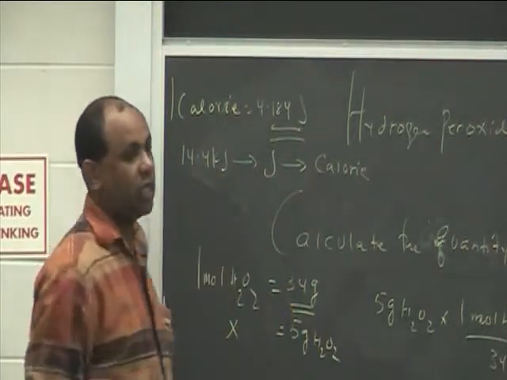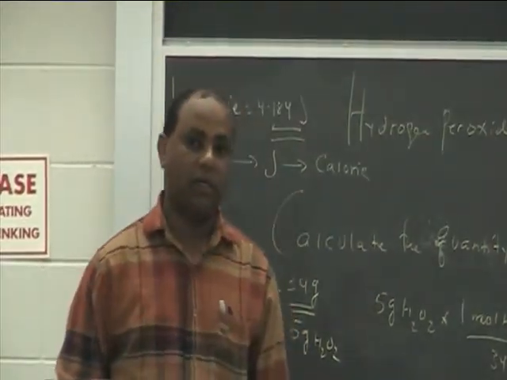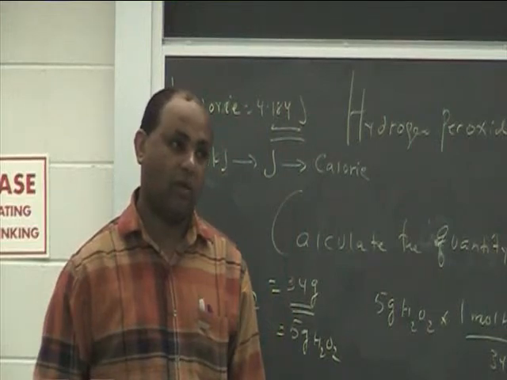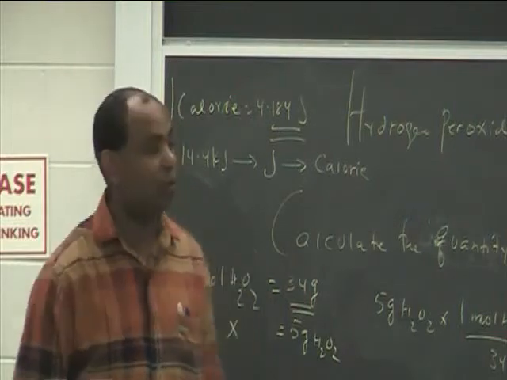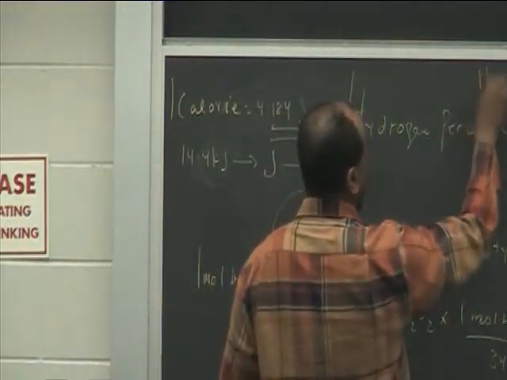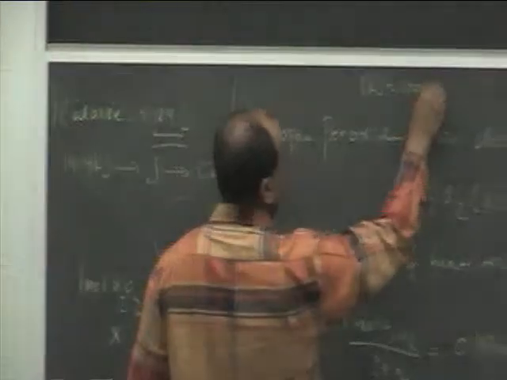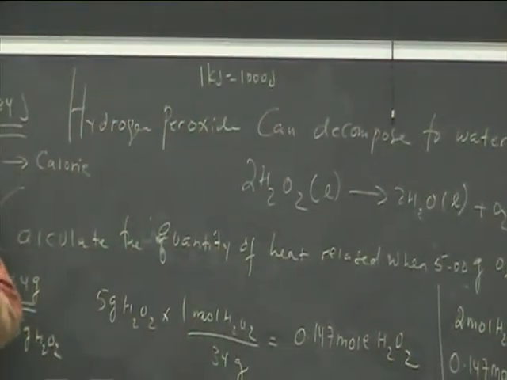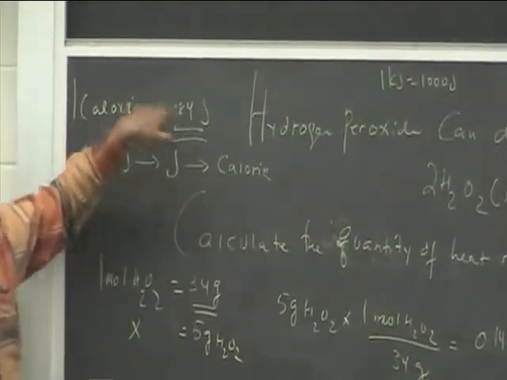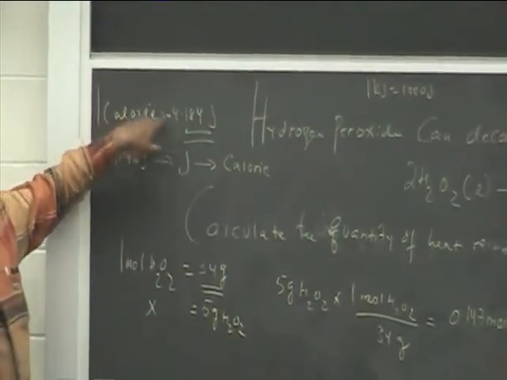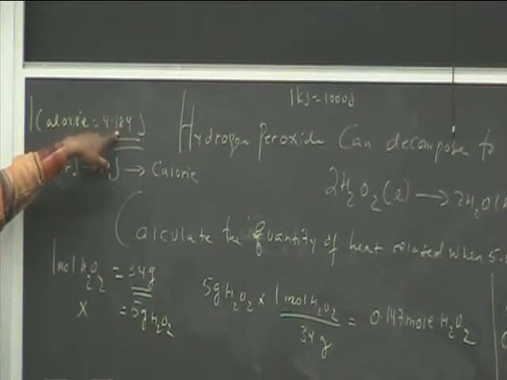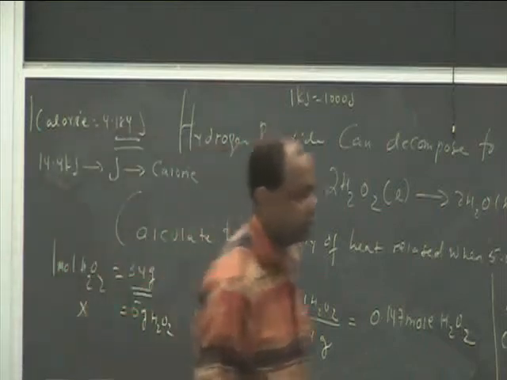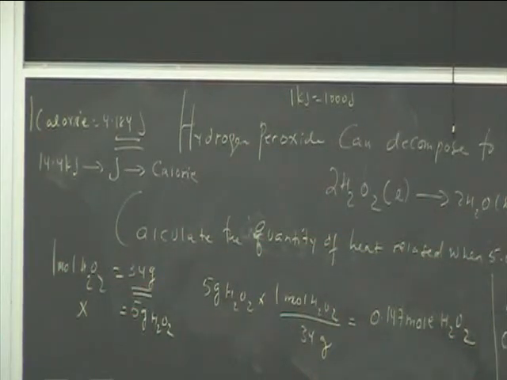Kilojoules to joules, how do you change that? Times 1,000. You have to multiply by 1,000 because 1 kilojoule equals 1,000 joules. So you multiply this by 1,000 and then convert joules into calories using the conversion factor here: 1 calorie equals 4.184 joules. Does that make sense? Okay.